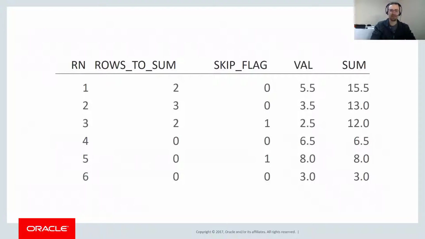Now, maybe there is a way to do this using classic analytics, just chaining analytic functions together on top of each other. So you can say, well, we need to look forward X rows plus these ones that we've skipped, and keep doing that.